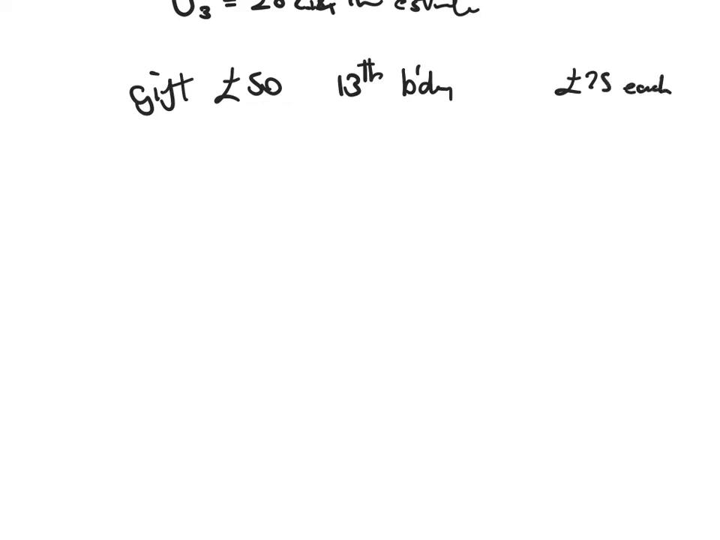Okay, next question. Tom is given £50 on his 13th birthday. So that's a gift given to him. And £25 on each birthday thereafter.